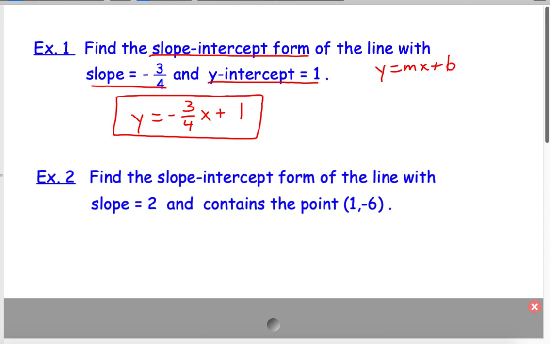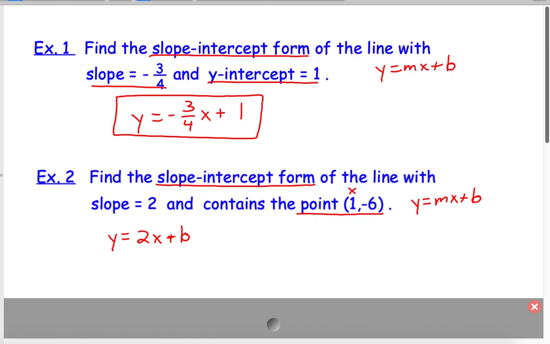Okay, what if they said find the slope-intercept form of the line? Once again, slope-intercept form, so I'm going to write down what my answer should look like. And the slope is 2, so we have the m. So y equal 2 times x plus, and we don't know the y-intercept, so I'm just going to write plus b for now. But they do tell me that it contains this point. So that should be enough information to help me figure out what b is. So let's look at our equation.